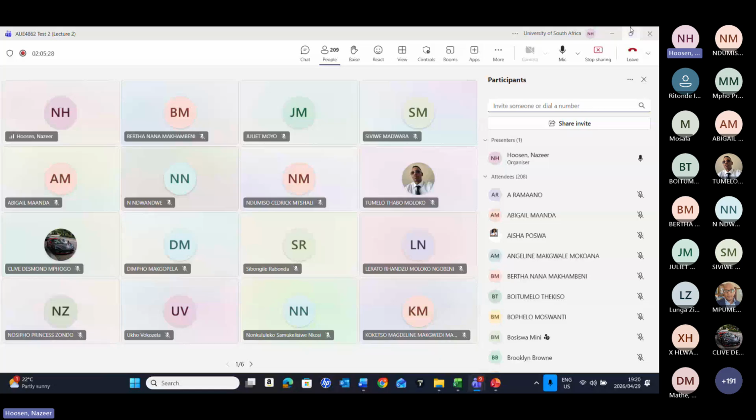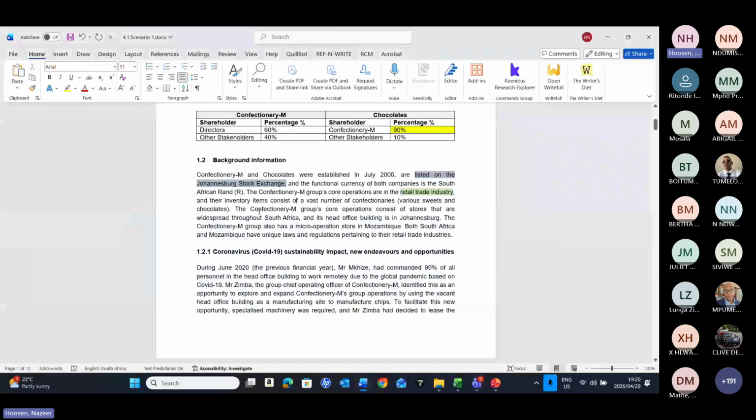Confectionery M's group, core groups or corporations consist of stores that are widespread throughout South Africa, and its head office building is in Johannesburg. So if the corporations consist of stores that are widespread throughout South Africa, what does that tell you? Anybody?